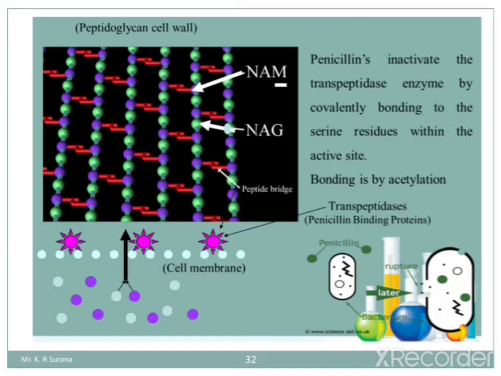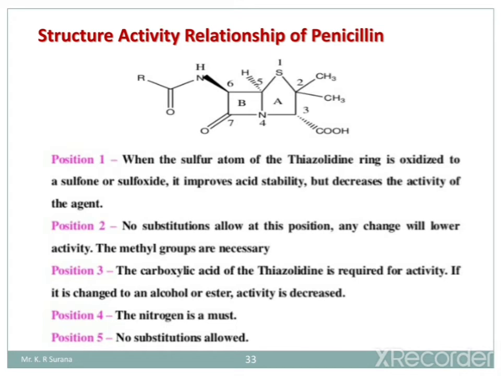Here penicillins inactivate the transpeptidase enzyme by covalent binding to the serine residue within the active site, and bonding it by acetylation. So here is the transpeptidase enzyme at the position of the penicillin binding protein. This is the mechanism of action of penicillin: inhibition of the transpeptidase enzyme, blockage of cell wall synthesis, and also inhibition of the peptidoglycan layer, which contains NAM and NAG.